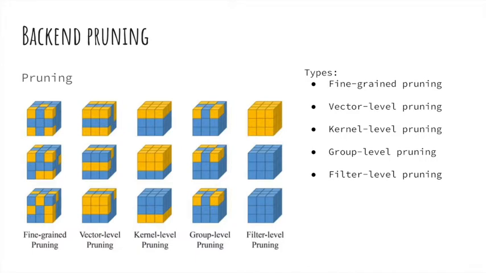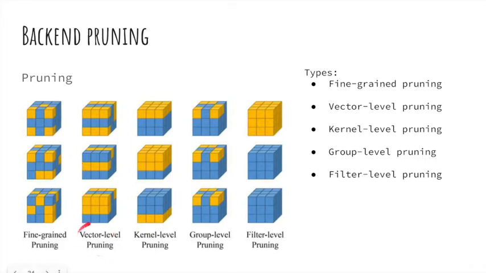There are many types of pruning. The first type is fine-grained pruning. This tensor is a conv. If I have 3 different convs, I measure every single parameter of these convs, whether they are important or not.